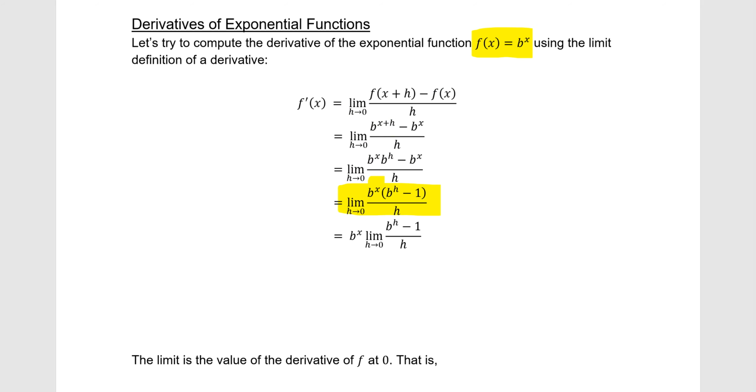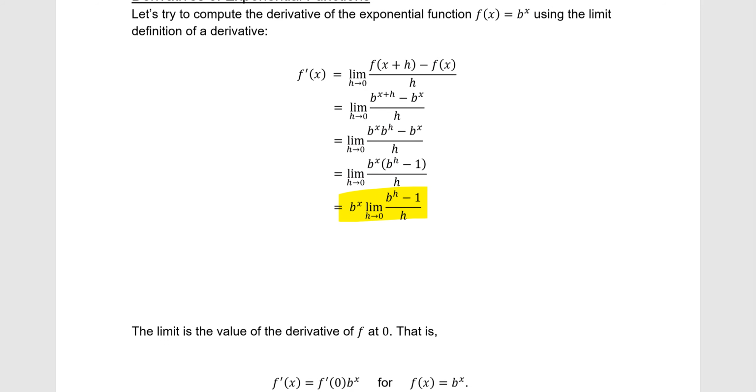And this limit here only depends on h, right? As h goes to 0. This term does not have an h in it, so we can take it and write it out front. So that's where we get this last line right here, and that's going to be kind of where we start this next setup here.